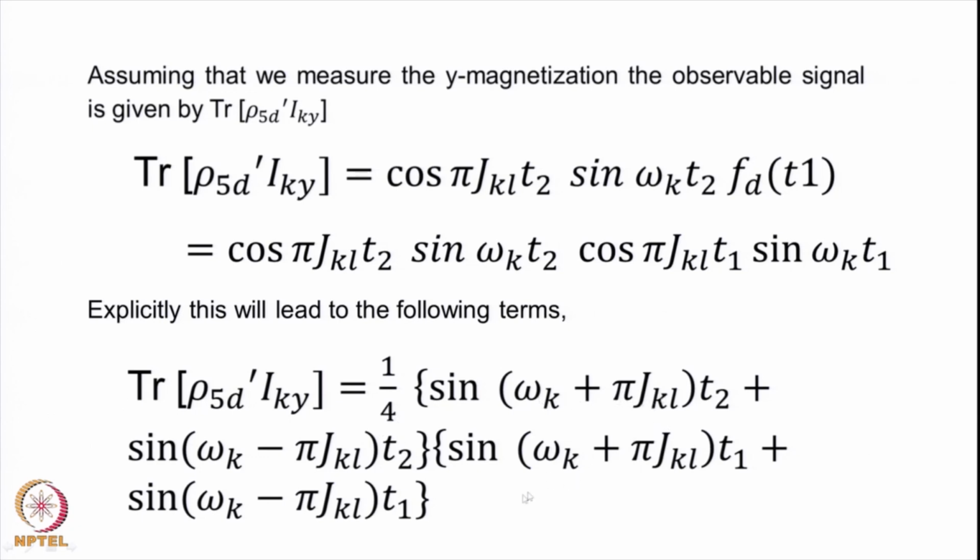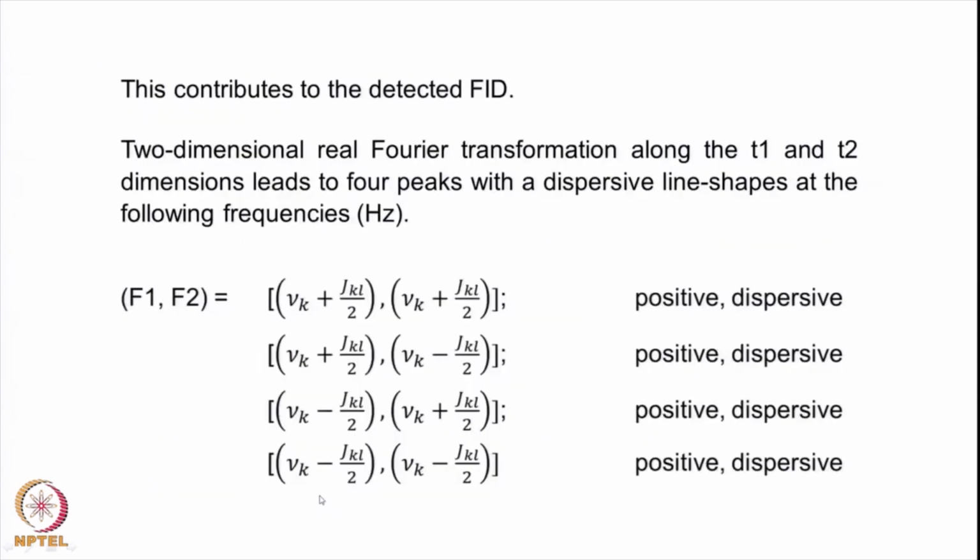Similarly, along the F1 dimension also, I will have 2 terms, nu k plus J_kl by 2 and nu k minus J_kl by 2. Therefore, this entire diagonal peak will have 4 components, 2 into 2, and this is the signal that we detect. Where do these appear?